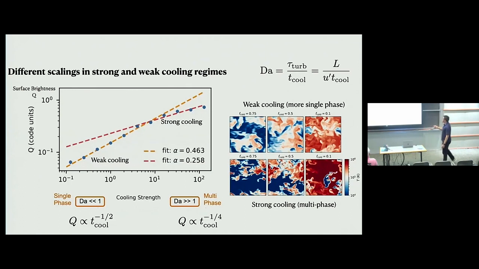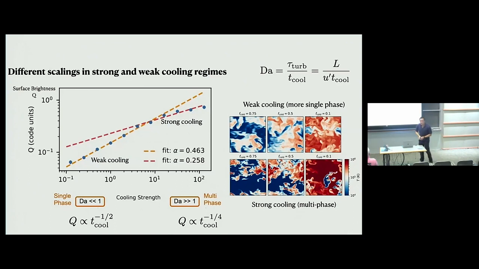Now, if you're in the weak cooling phase, what happens is that even within the mixing layer, the gas is multi-phase. So here you see within a mixing layer, there's hot gas, there's cold gas, and what changes through the mixing layer is the relative fraction of those things. And in those, you get this 1/4 square root scaling that I mentioned.